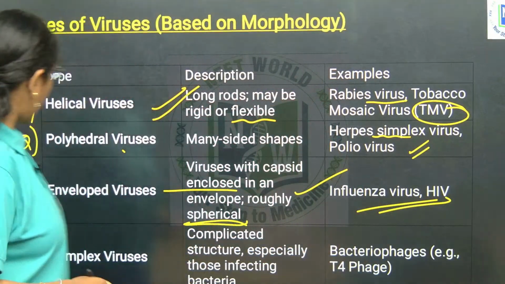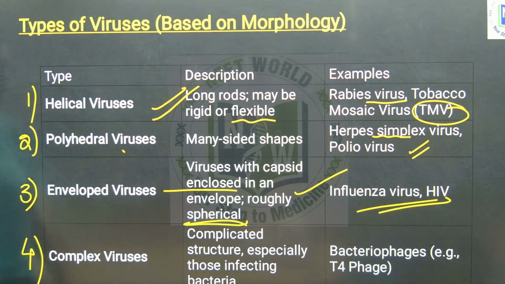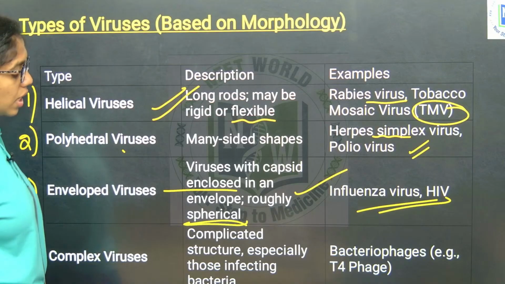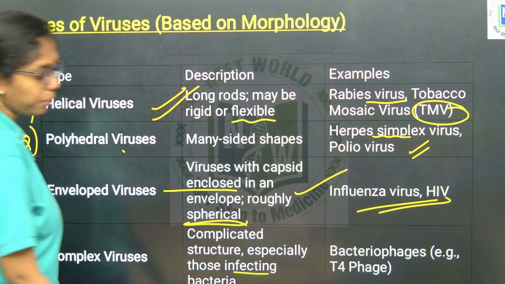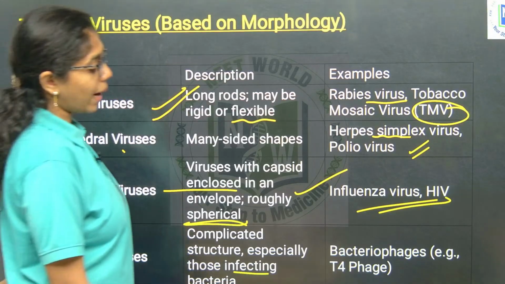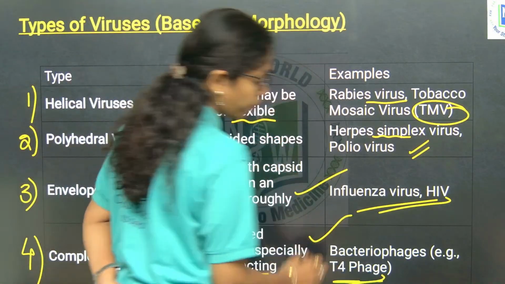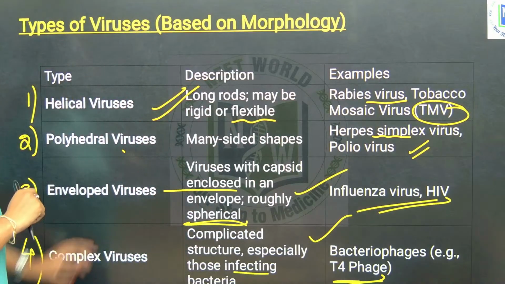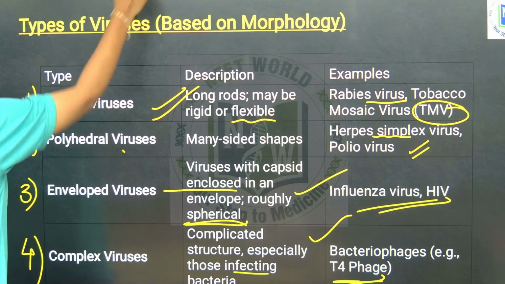Okay. And then the fourth type is complex viruses. These have complicated structures, especially those infecting bacteria. For example, bacteriophages like the T4 bacteriophage. Okay. So, this is the tabulated form of this. Next.